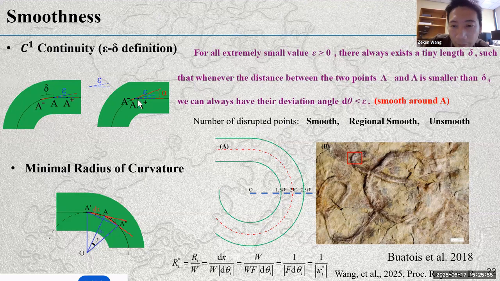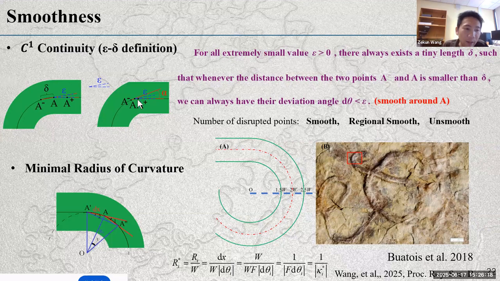Then we can classify the trace fossils into smooth traces, originally smooth traces with a limited number of abrupt turns, utterly smooth traces, and utterly unsmooth traces. But this is a purely analytical approach. So we need some kind of a metric to actually quantify the degree of smoothness.